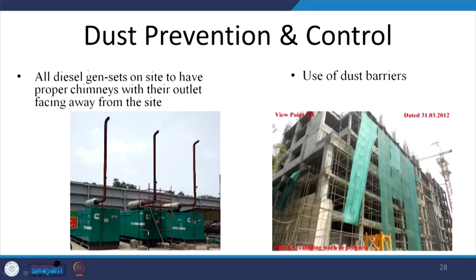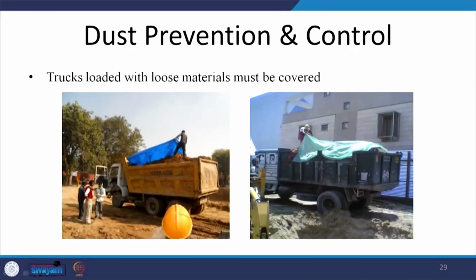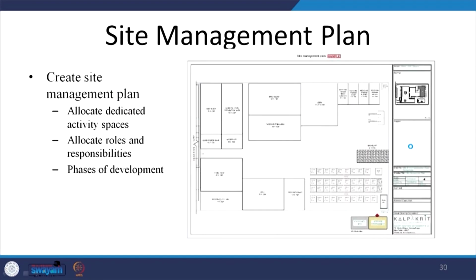All the diesel generator sets on site which are to be used should have proper chimneys with their outlets facing away from the site, and in case of large tall buildings, dust barriers should be used. These geomembranes should be covering the entire site. This is just one portion, but actually the entire building has to be clad using these geomembranes, so that no dust during the construction of the building comes out. This is what I was talking about, where the vehicles carrying loose materials have to be properly covered.